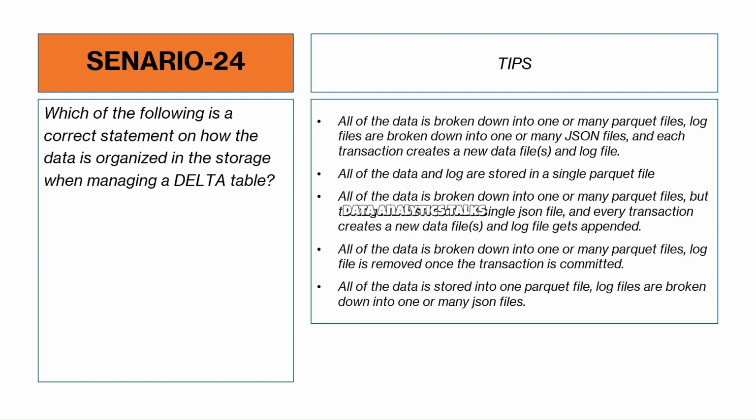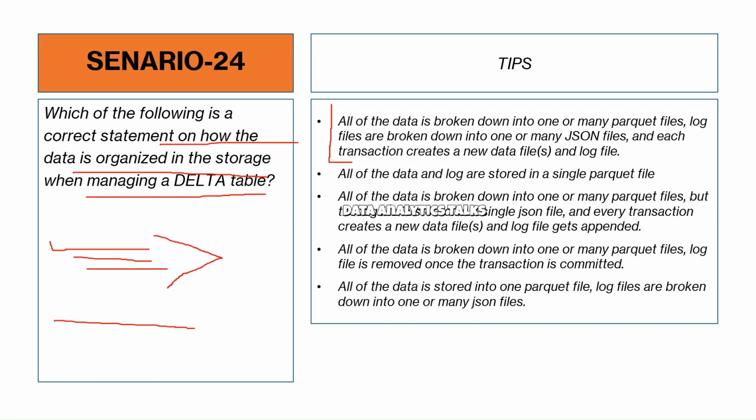Which of the following is the correct statement on how the data is organized in storage when managing a Delta table? Basically, it is asking how your files are stored, how the transactional files are stored. So remember that when you are storing in Delta Lake, the transaction files are stored as JSON, but it creates multiple copies, and the data files also have multiple files, and the format is Parquet. So let's look at the options.